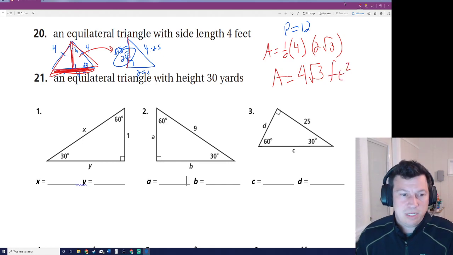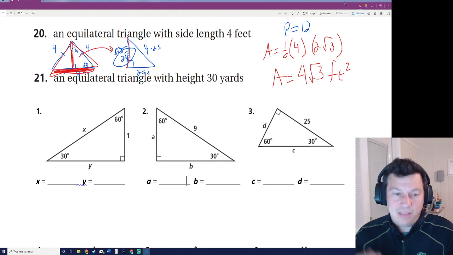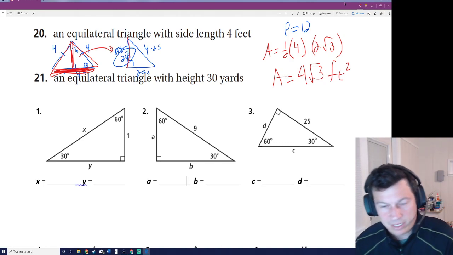All right, so the perimeter was pretty easy because they gave me the side, but I'm using that to find the height, which I need to find the area. All right, does that make sense?